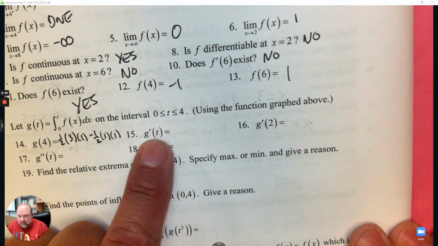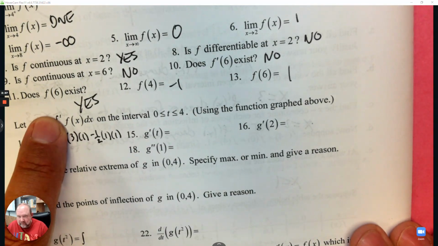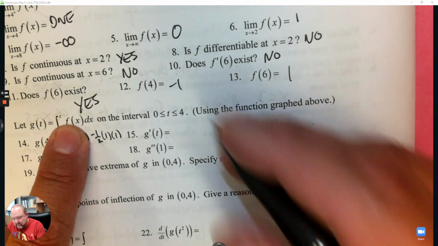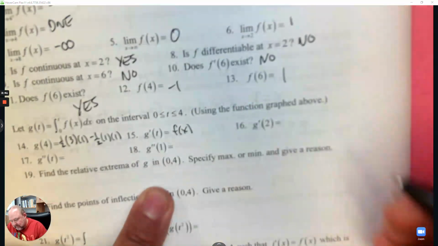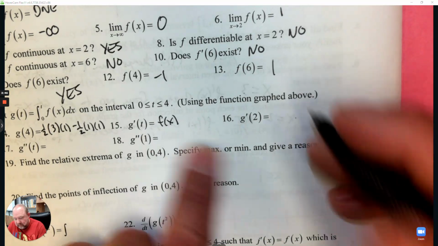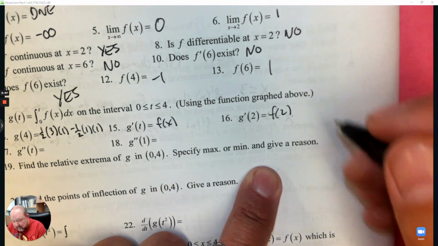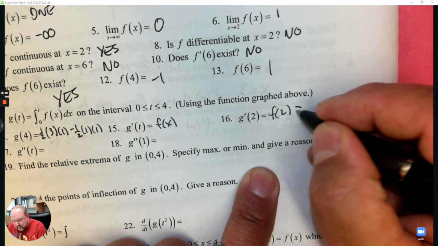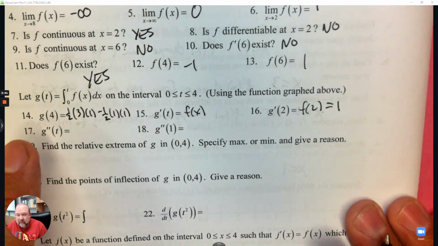What's the derivative? Well, when you take the derivative, they cross out. So I'm just left with f at x. What's the derivative at 2? In other words, what's f at 2? So look off the graph. What's the y-coordinate at 2? The answer is 1.